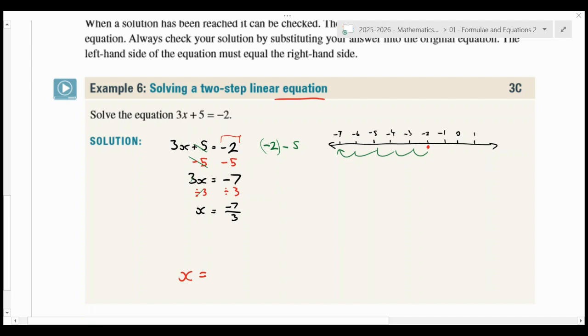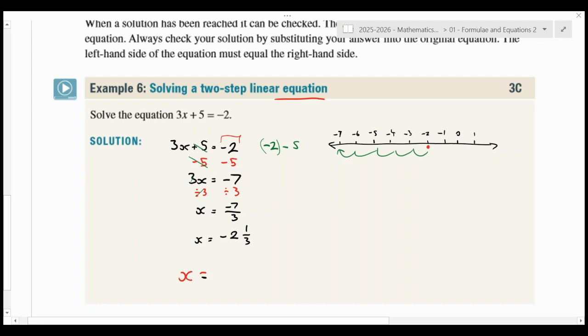Now, you will be tempted here to put this in a calculator. Please don't. You don't need to. When we have improper fractions, a lot of the time we will just leave them as improper fractions. However, in this particular case, we could also write this as a mixed numeral. 3 goes into minus 7 minus 2 times with 1/3 left over. So that is our final answer. X equals minus 2 and 1/3.